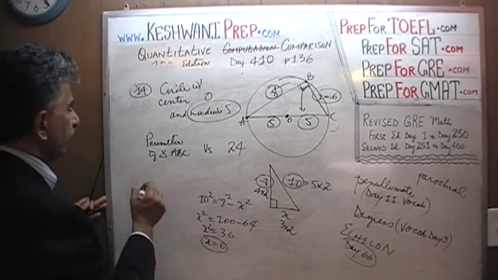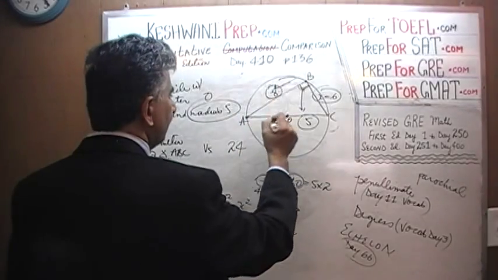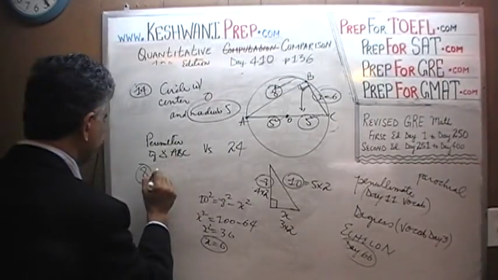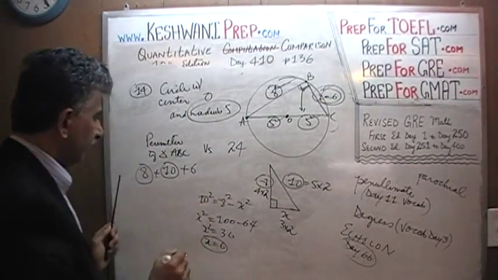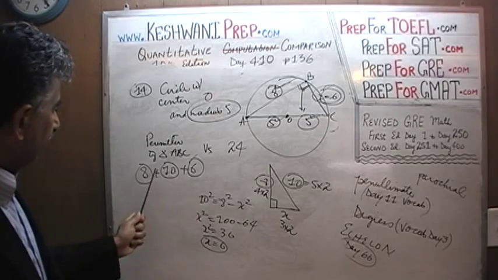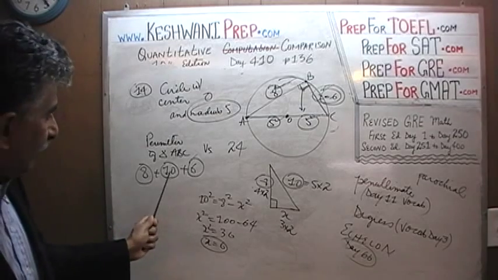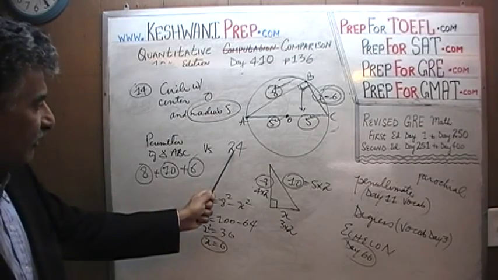Therefore, the perimeter is going to be 8, this side right here, plus 10 plus 6. That's it. Those are the three sides here. 8 plus 6 is 14. 14 plus 10 is 24. 24 versus 24. The answer is C.